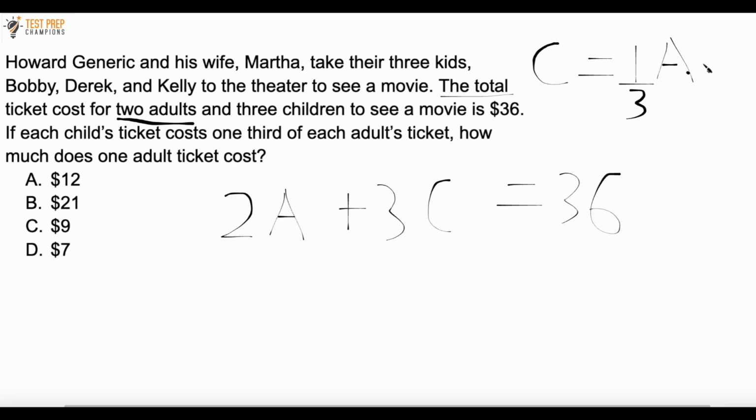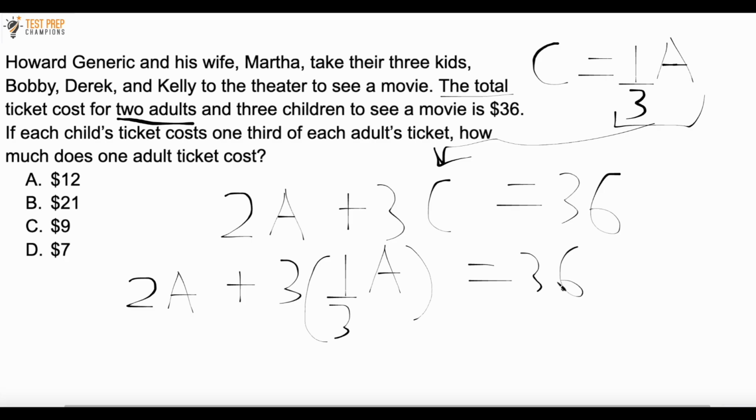So what I'm going to do is come down here into the equation where it says c, and I'm going to replace c with 1/3a. So let me rewrite this and I'll show you what I mean. So when I rewrite, I'll have 2a plus 3 times 1/3a equals 36. Now, what's cool about this question is that the 3's are going to cancel out, right? Because 3 divided by 3 is 1. So the 3's essentially cancel out right here. And I can rewrite this again as 2a plus a equals 36.